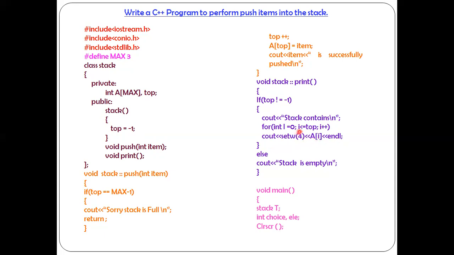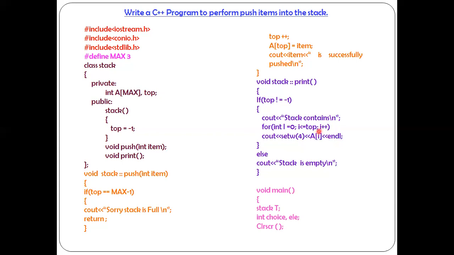Again, it goes to the for loop and i gets increased by 1. i becomes 2. First time 0, next time 1, next time 2. 2 is less than or equal to 2. Because of the equal to sign, the condition is true. True means cout stream insertion setw of 4 again gives 4 horizontal blank spaces to print the next value. a of i means a of 2. What is the value stored in a of 2? That is 30. 30 is going to be displayed. Again, the cursor comes to the next line because of endl.